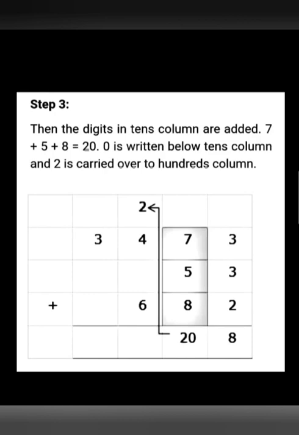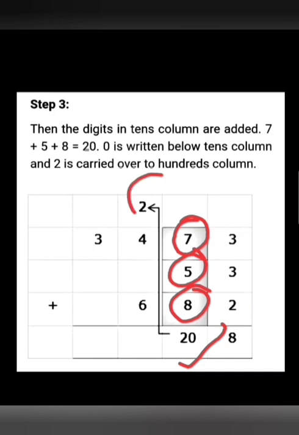After that, the digits in the tens column are added. What are the digits in the tens column? 7, 5 and 8. These give us a total of 20. 7 plus 5 plus 8 gives you a 20. From 20, 0 will be written here and 2 will be carried over to the next column, which will be the hundreds column.